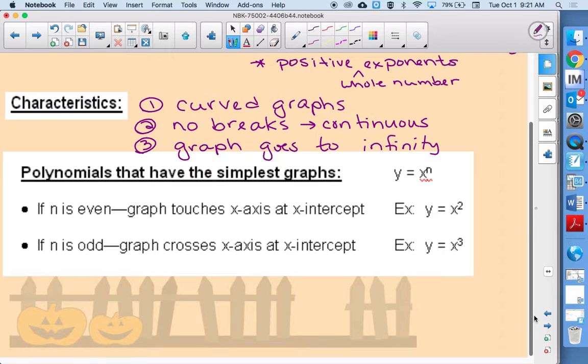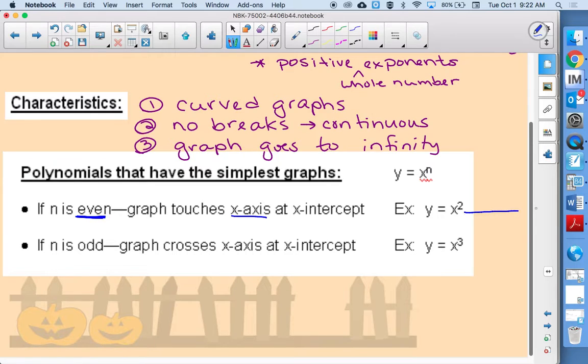There are two different pieces underneath here. Every basic polynomial meets these properties. So if the n, the exponent, is even, so think your x squared, your x to the 4th, your x to the 8th, the graph touches the x-axis at its x-intercept. That is a property of every even-powered polynomial. And we're going to have to use these properties to help us graph.